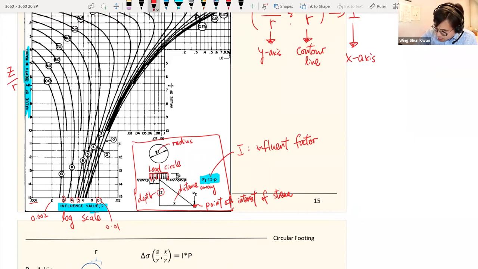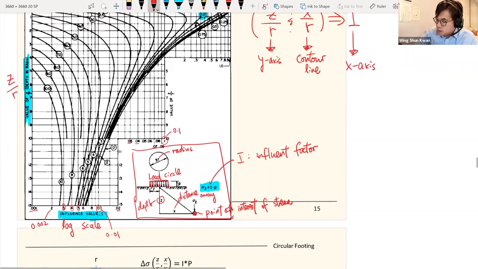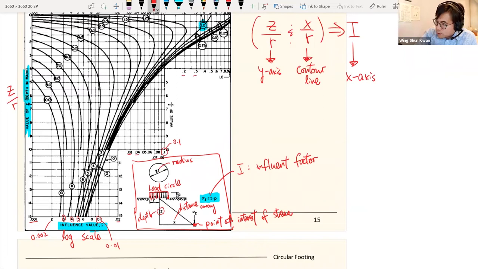And this is 0.02, 0.03, 0.04, 0.05, up to this is 0.1. And this is 0.2, 0.3, 0.4, and up to the edge here is 1.0. So you start from 0.001, the smallest value on the x-axis, to the maximum value of the x-axis, which is 1.0.